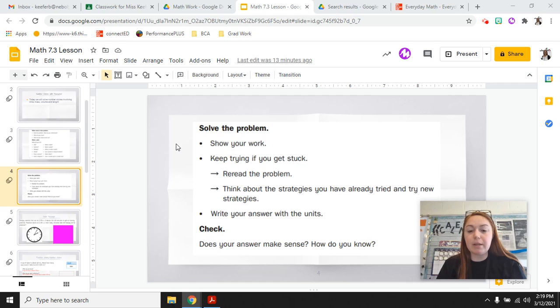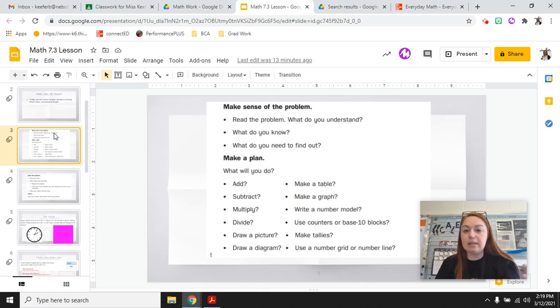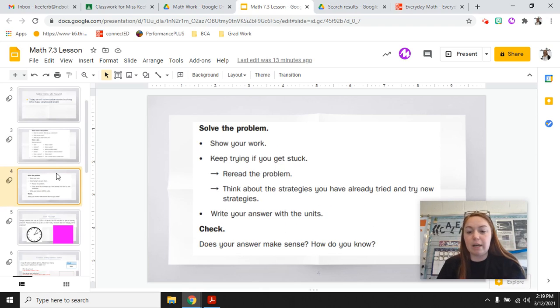And then it says, keep trying if you get stuck. So if you're stuck with something, you want to reread the problem. Again, think about this first part, like this making sense of the problem. What do you know? What do you need to find out? And then think about the strategies that you've tried and then try new strategies. Again, that's why showing your work is very important so you can go back and check.